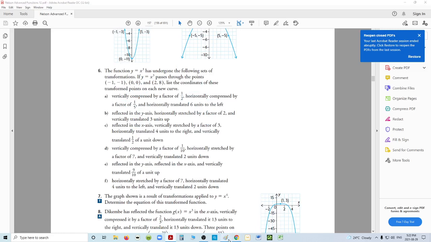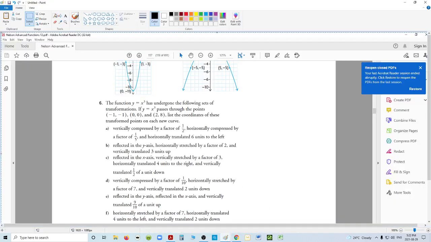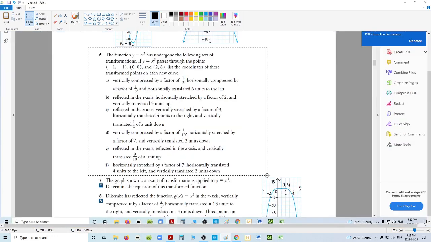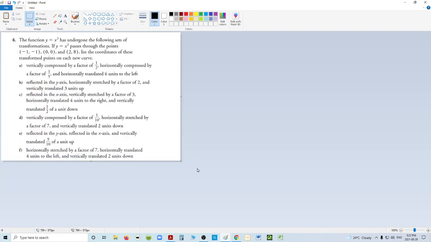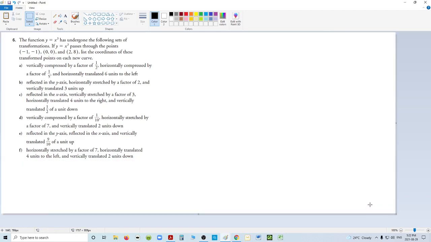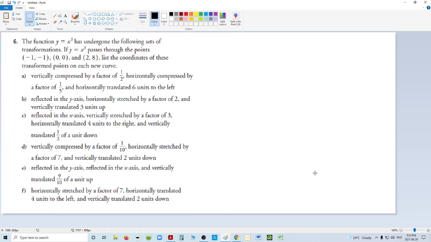So here's number 6. They're asking us just to use words. So it's saying x cubed has undergone the following transformations. If x cubed passes through these 3 points, list the coordinates of these transformed points on the new curve. So they're doing several compressions. So let's just write down what it means.